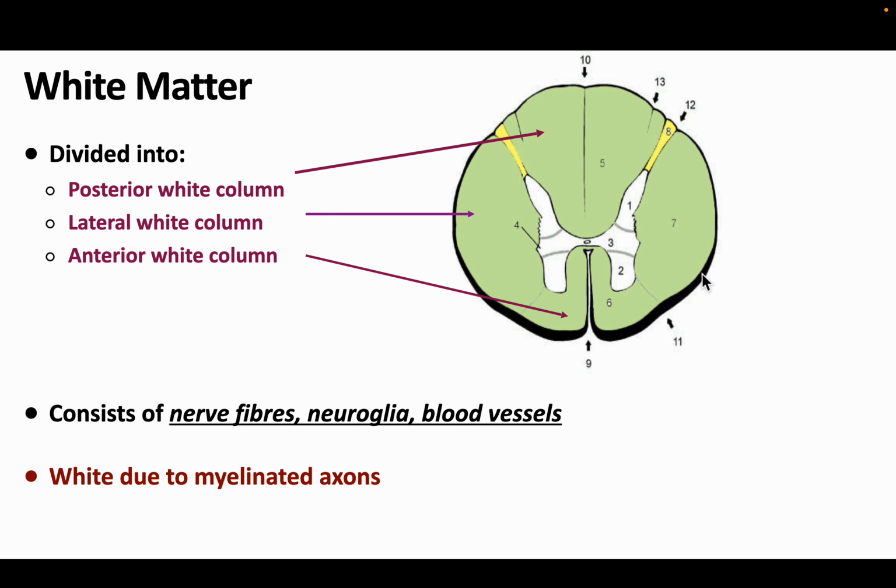Coming to the white matter, this is divided into different columns. This is the posterior white column, this is the lateral white column, this is the anterior white column, and this white matter is made up of nerve fibers, neuroglia and blood vessels. So it is white. Why? Because of the myelinated axons of the neurons. The nerve cell bodies lie in the gray column, where we have discussed the different nuclei, which are made up of collections of nerve cell bodies, and the axons run in the white matter.